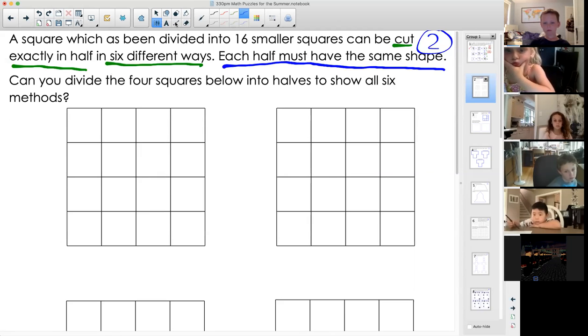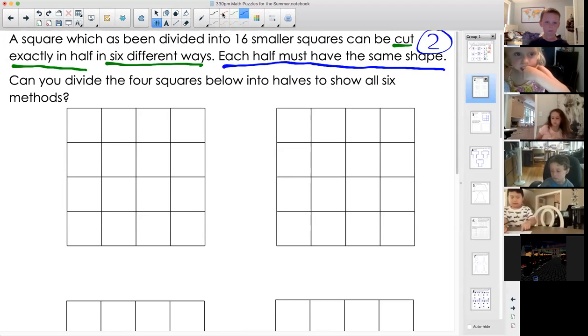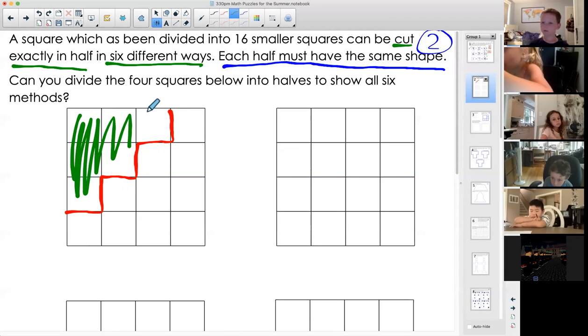Now, let me explain what you cannot do. You're not allowed to cut it diagonally. And the reason you're not allowed to cut it in half diagonally is because you're not actually dividing the squares. So for instance, I'm going to give you an example right now. If I were to go like this and try to cut this in half, did I accomplish that just now? Is this part the exact same as this part?